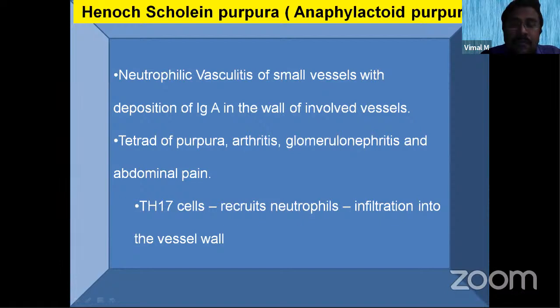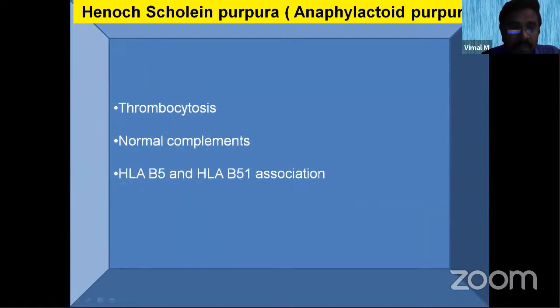Henoch-Schonlein purpura, otherwise called anaphylactoid purpura. Because it is an immunological event, in spite of thrombocytopenia, the patient will have thrombocytosis. This is an essential clinch to remember: there is no thrombocytopenia; instead there is thrombocytosis, an elevation in platelets. The complement levels are normal. Which HLA is involved in HSP has been asked twice in your previous exams: HLA-B5 and HLA-B51 association is commonly seen in Henoch-Schonlein purpura.